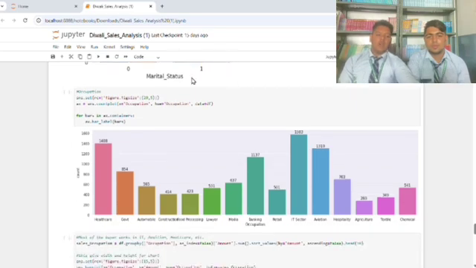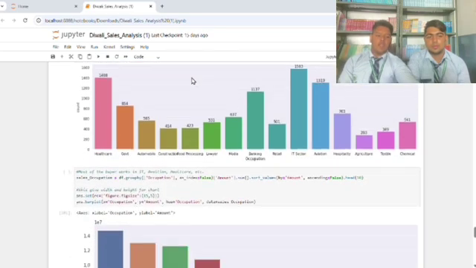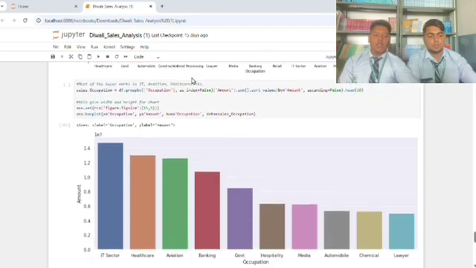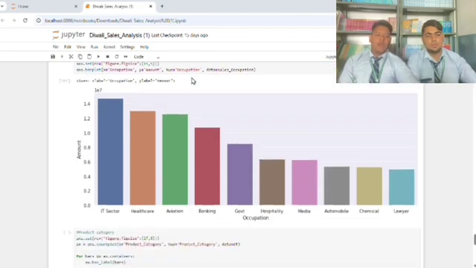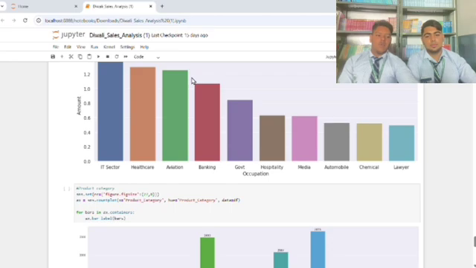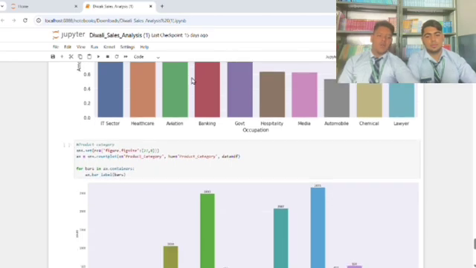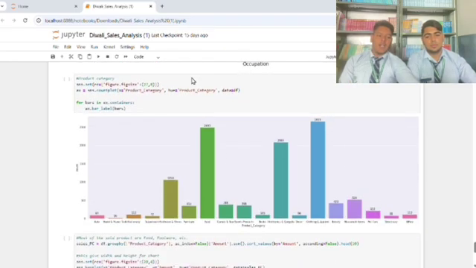We need to plot graphs of count versus product category and amount versus product category. From the above graph we can see that most of the sold products are from the food, clothing and electronic categories.